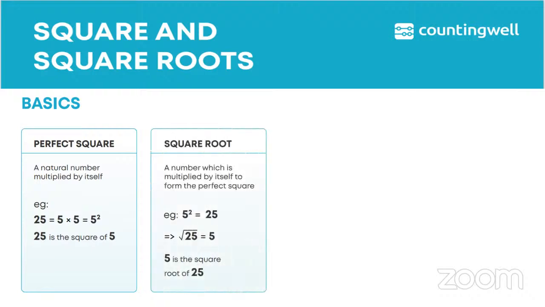Let us see what is a square root. A square root is nothing but a number which is multiplied by itself to form the perfect square. For example, 5 square is equal to 25. So we say square root of 25 is 5. Hence, here 5 is the square root of 25. Note that 25 is the square of 5, whereas 5 is the square root of 25.